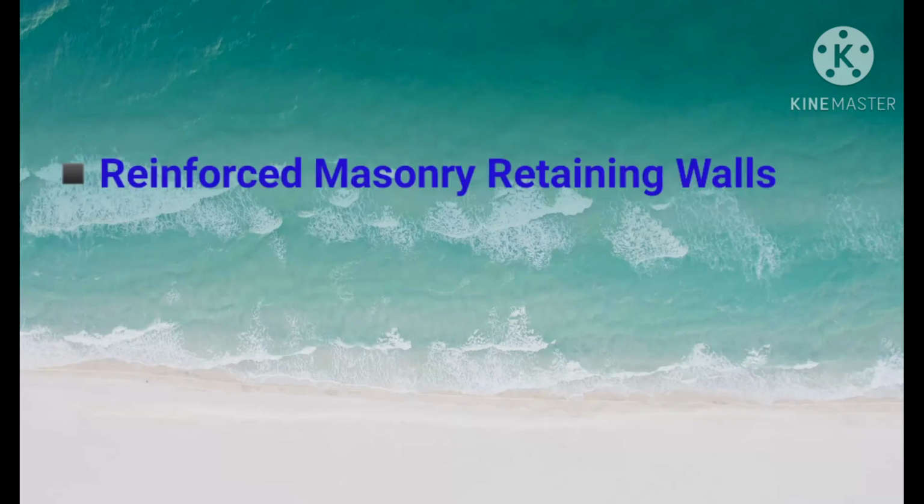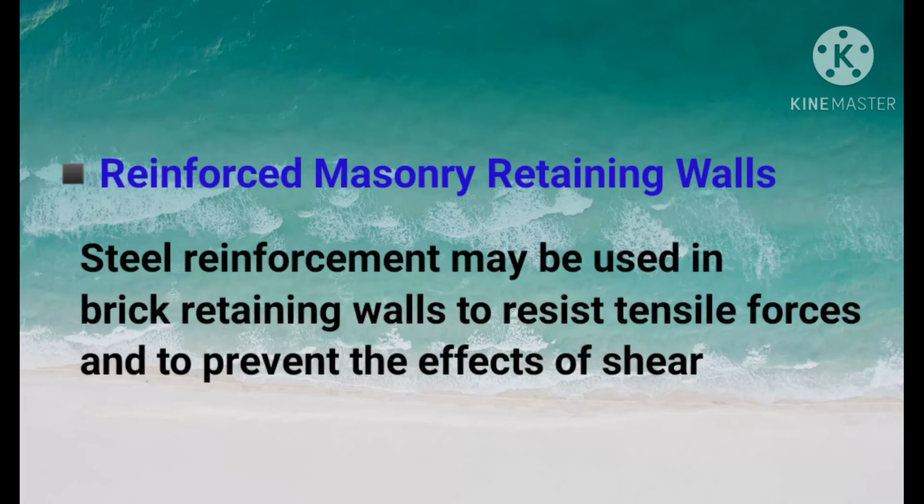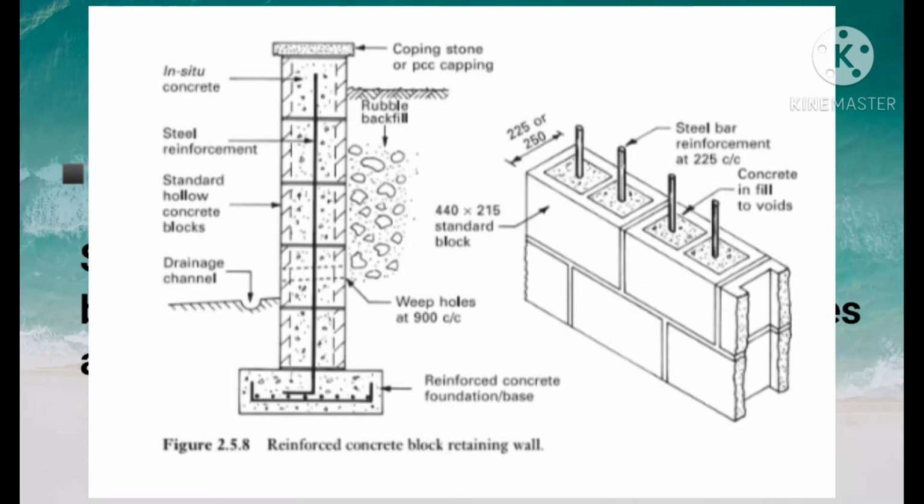So the last one is the reinforced masonry retaining walls. Steel reinforcement may be used in brick retaining walls to resist tensile forces and to prevent the effects of shear. Where the appearance is not important or the wall is to receive a surface treatment, reinforcement and in situ concrete within hollow concrete blockwork provide for economical and functional construction.